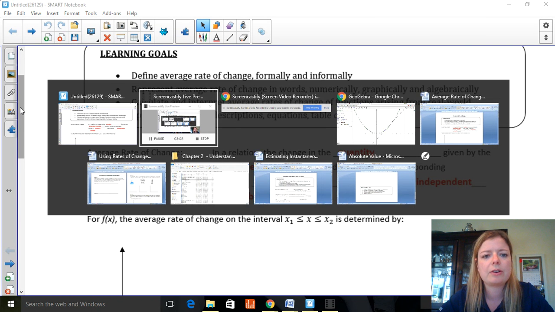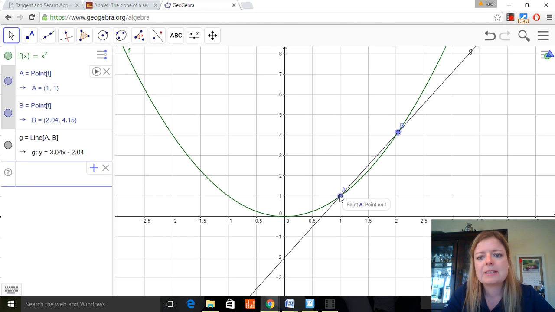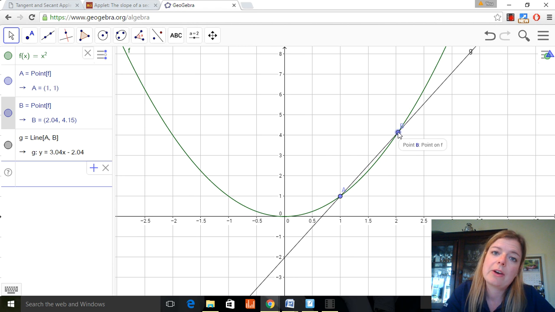So let's take a look here over at GeoGebra. So here we have the graph of f of x equals x squared. And you'll notice that I created 2 points here, A and B. So if we want to look at the average rate of change between A and B, that would mean then the change in y divided by the change in x. Okay, and that would give us a unit. So where else have we seen change in y over change in x? Well, the change in y here, so that's the vertical change, that's the rise, divided by the horizontal change, that's the run. It's the same as slope.